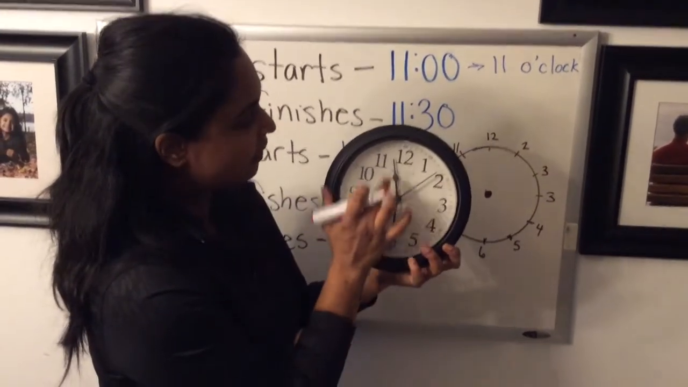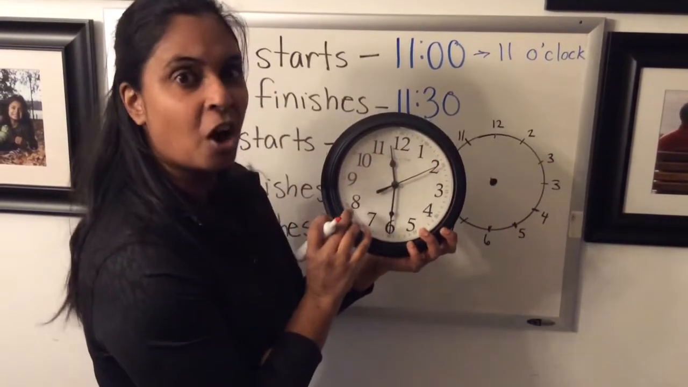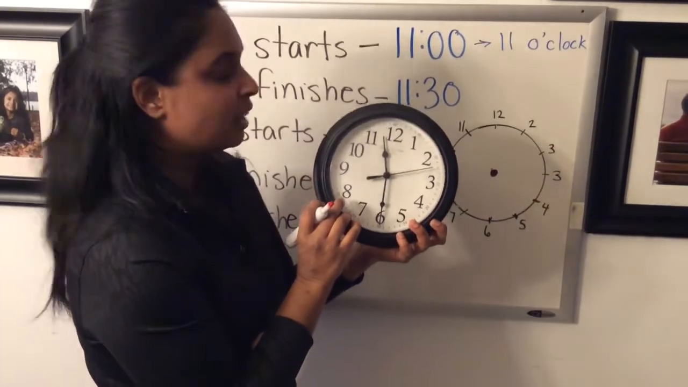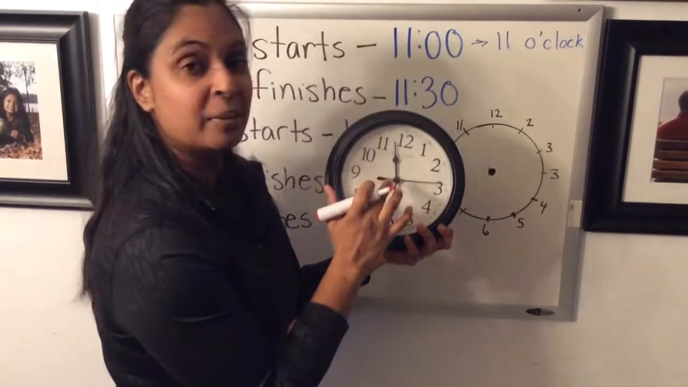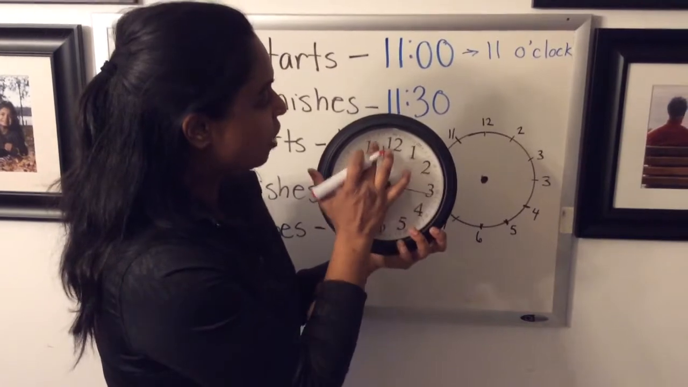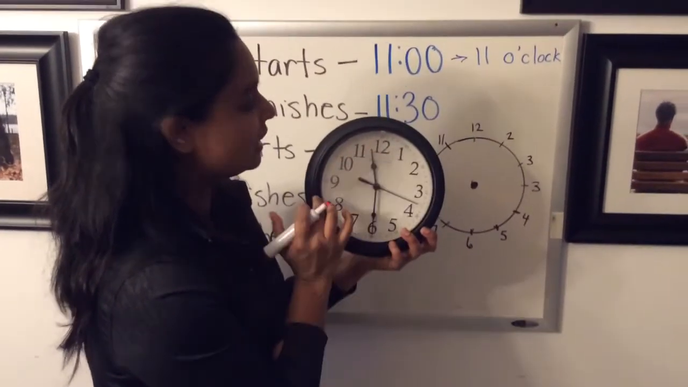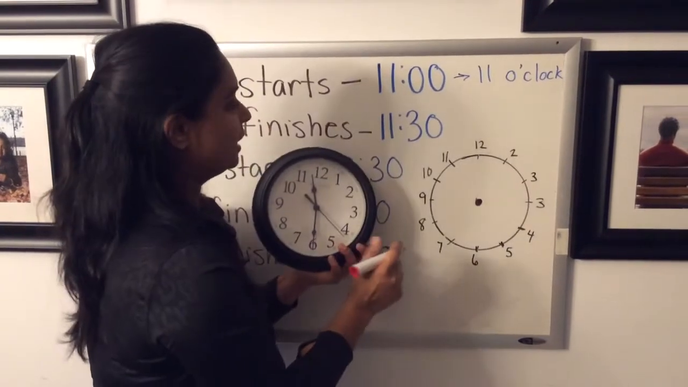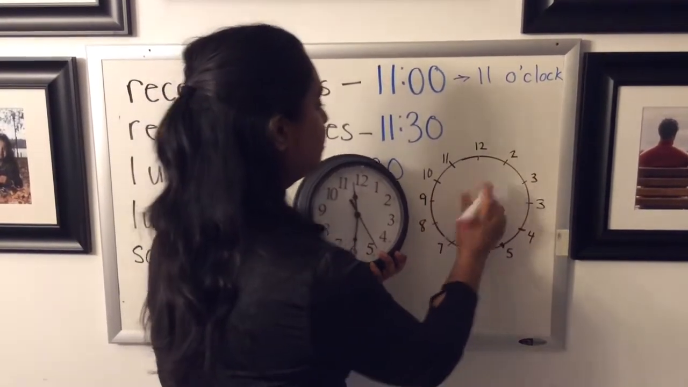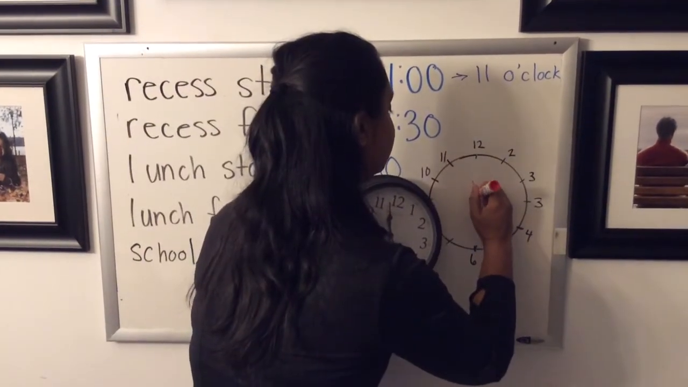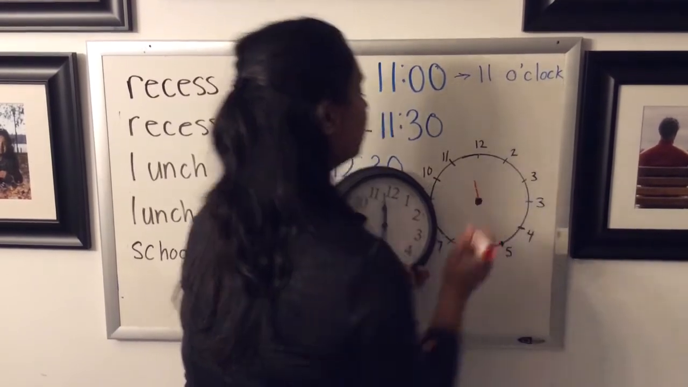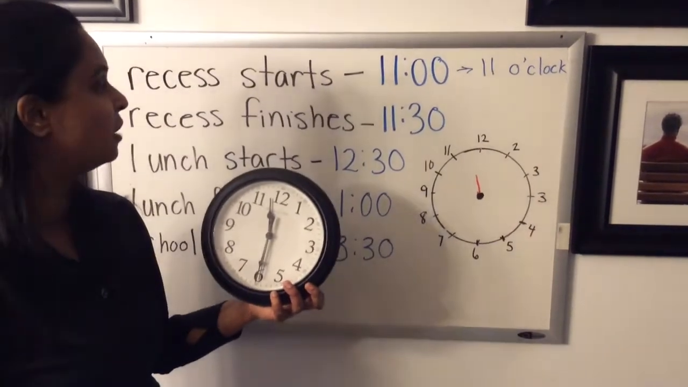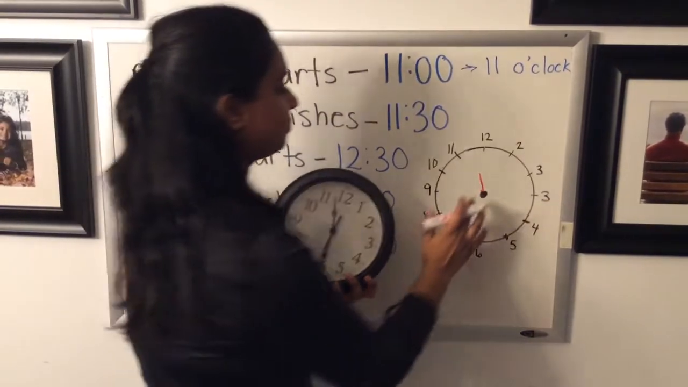And if you look carefully at my little hand, it's not right on the 11 anymore. Like I said, that only happens on the o'clock times. Now that little hand is in between the 11 and 12. We're halfway to 12 o'clock if we're at 11:30. So when you draw your little hand, I'd like you to draw it halfway between 11 and 12. That is when recess finishes.